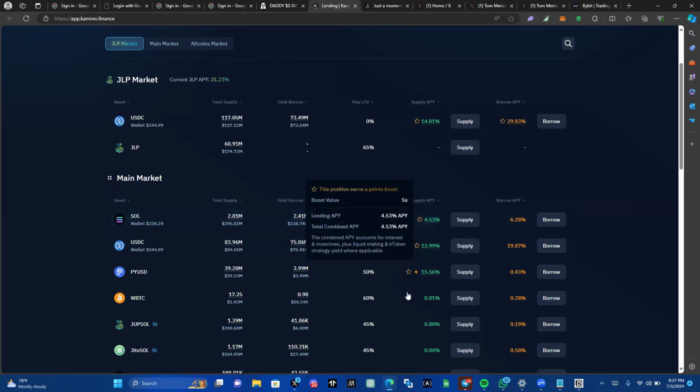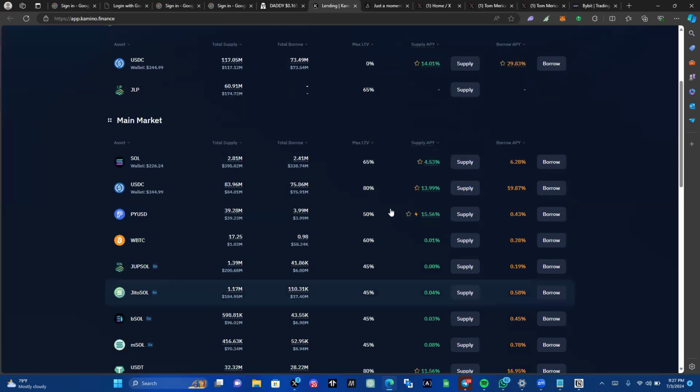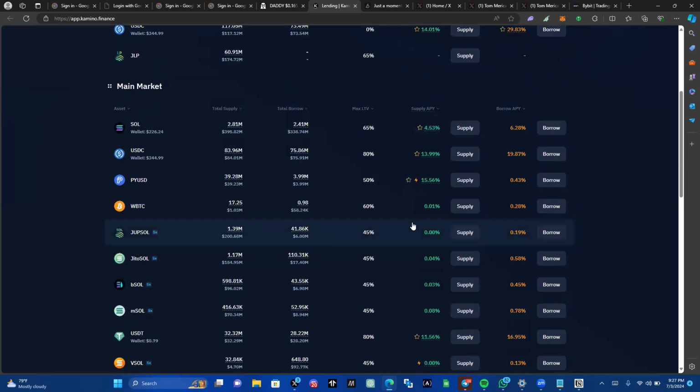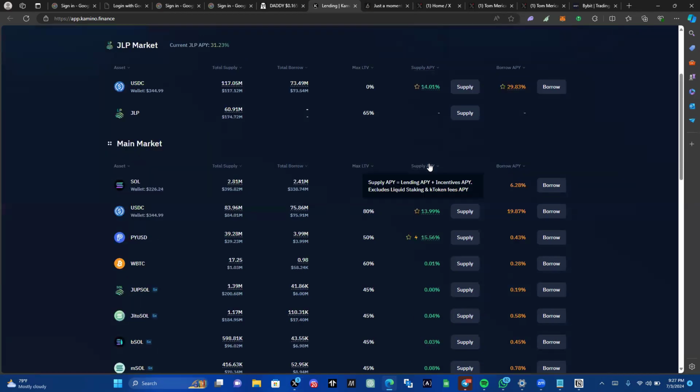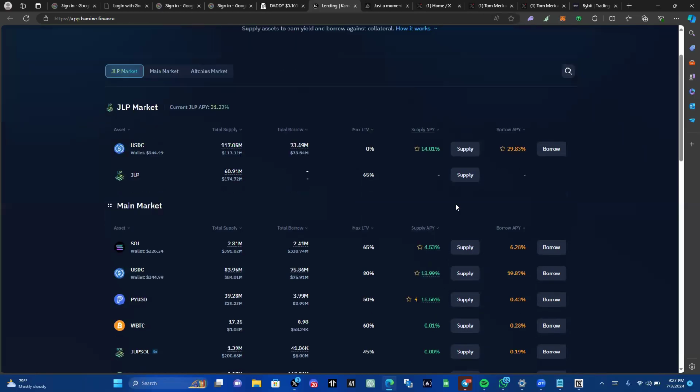You can check for the ones that have higher APY, and you can supply and lend. You don't need to trade, you just need to supply, and then you'll be getting commission. This is risk free. You just supply and get money from it. And you can withdraw at any time, whenever you want.